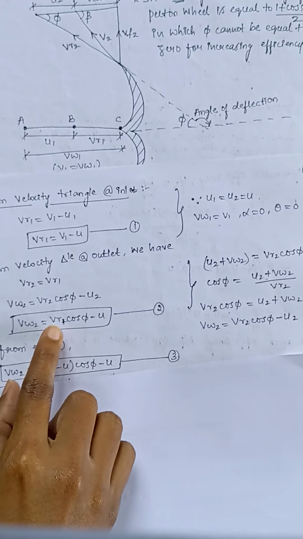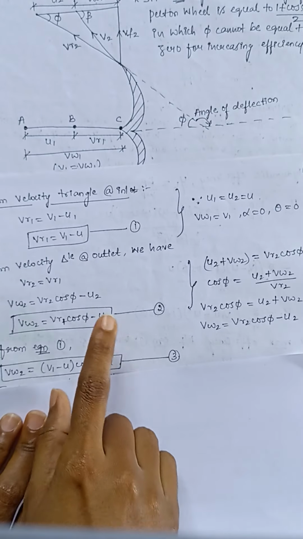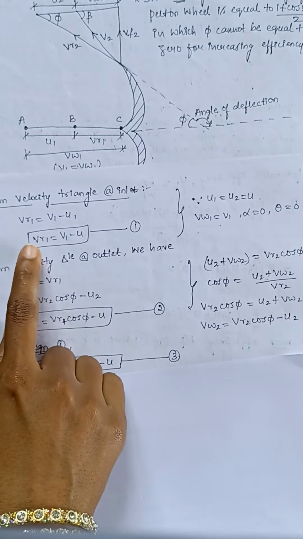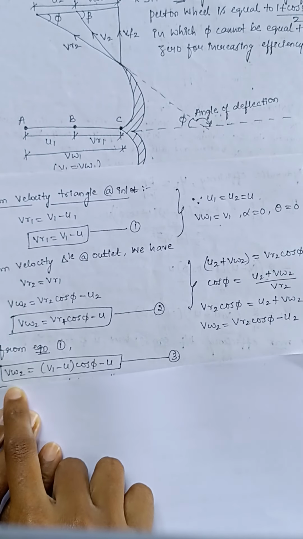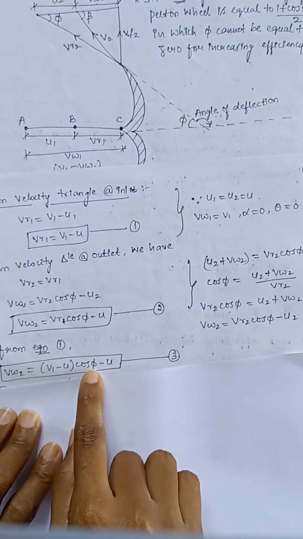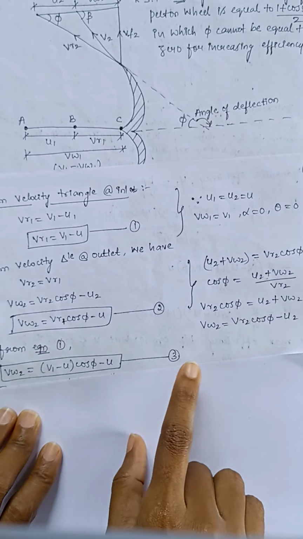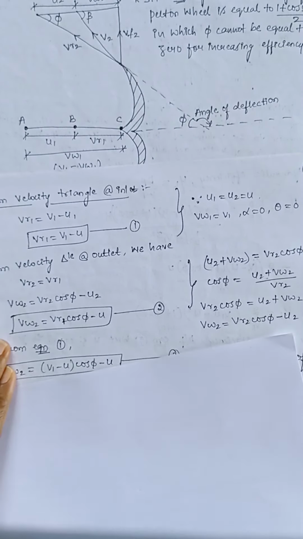Now, from the first equation, we have Vr1 is equal to V1 minus u. So, let us replace Vr1 in this equation 2 with the first equation. On replacing Vr1 with V1 minus u, we will get the equation of Vw2 as V1 minus u of cos phi minus u. Let us name this as equation 3.